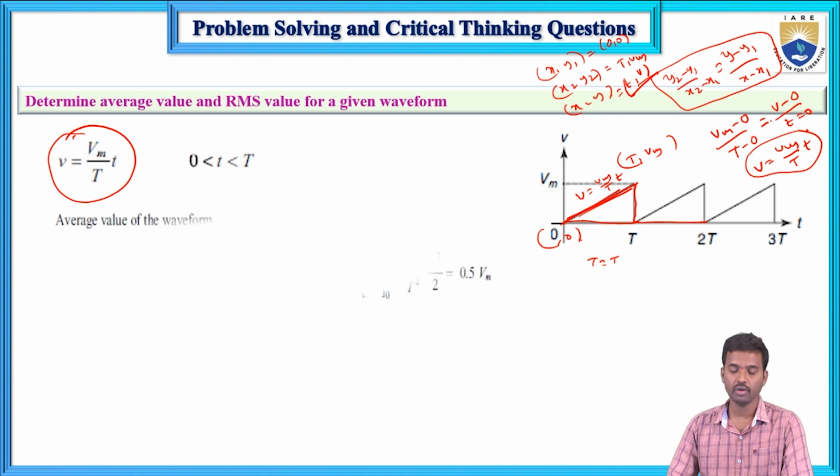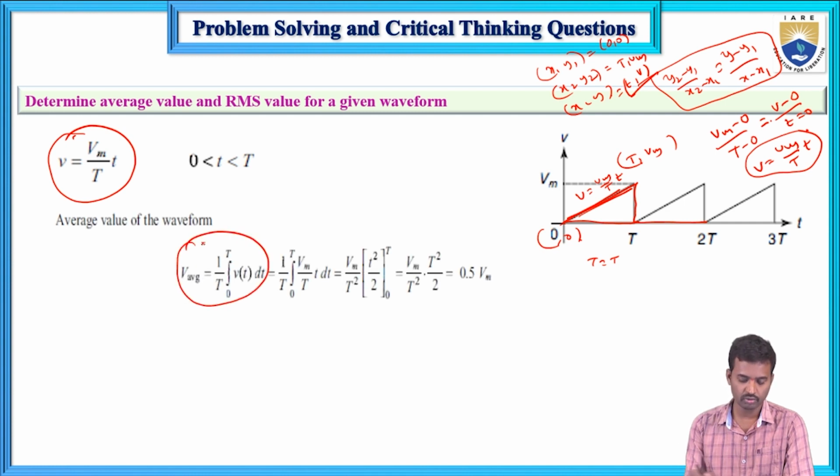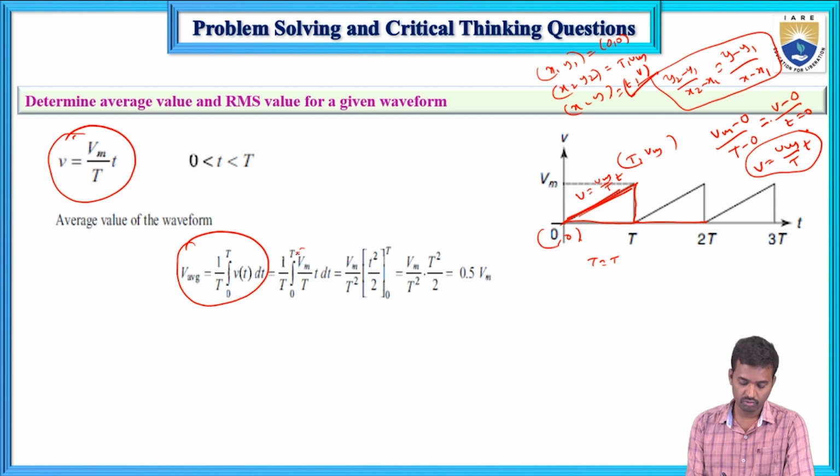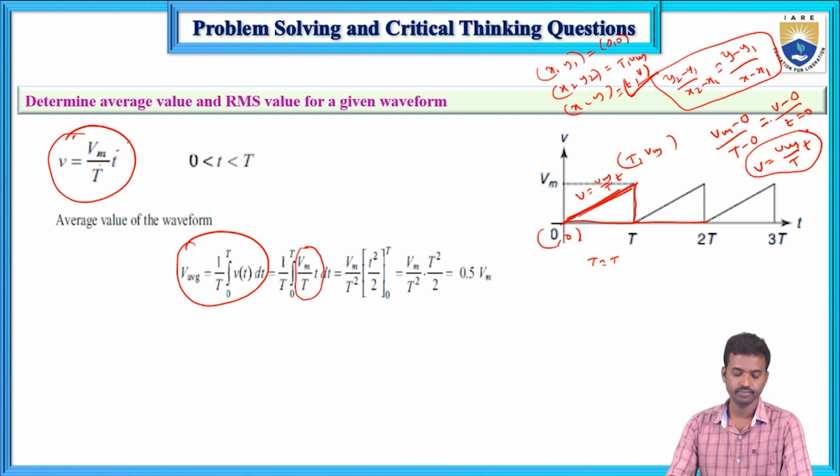Now for this particular waveform, we know the formula V average equals 1 by T, integral of 0 to T V of t dt. V of t value is Vm by T into t. If you integrate t with respect to dt, that means t square by 2, and Vm by T is the constant, you can take it as common. So Vm by T square, t square by 2, with limits 0 to T. If you substitute this T, T square gets cancelled in the numerator and denominator. So the final value is 0.5 Vm.